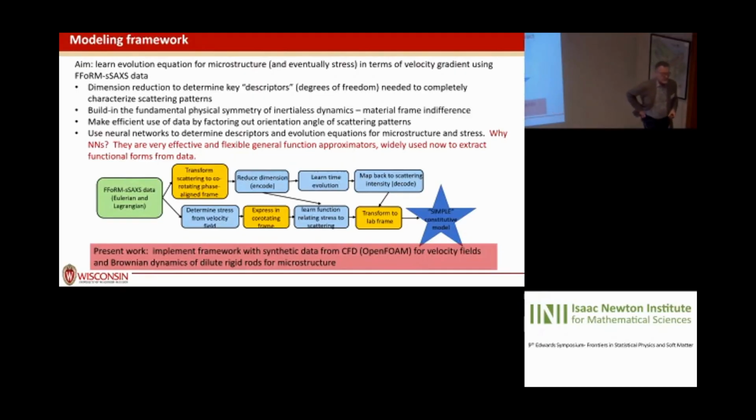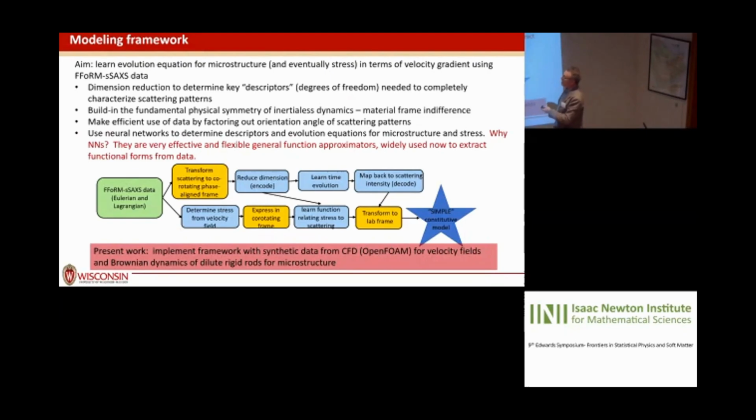Okay. So each of those scattering patterns is a large number of degrees of freedom, might be 100 by 100 pixels. We don't think that you should need 10,000 pieces of information to model the microstructure, especially in a simple fluid like this. So there's a first step, that's a dimension reduction step, to find a small set of descriptors that will be sufficient to characterize the scattering patterns. I'll describe all these steps in some detail.